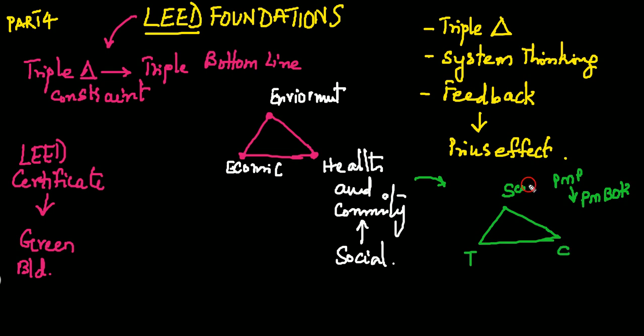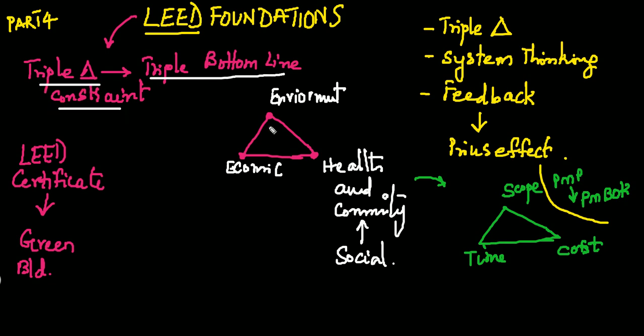This is like the foundation, and what is this? Scope, time, and cost. What does a triangle mean? In any triangle, you have to understand this concept. If you understand this concept, then things will be very clear. So what does a triangle mean? A triple bottom line or a triple triangle constraint means, if something changes, let's say the scope changes, the other things will also change.